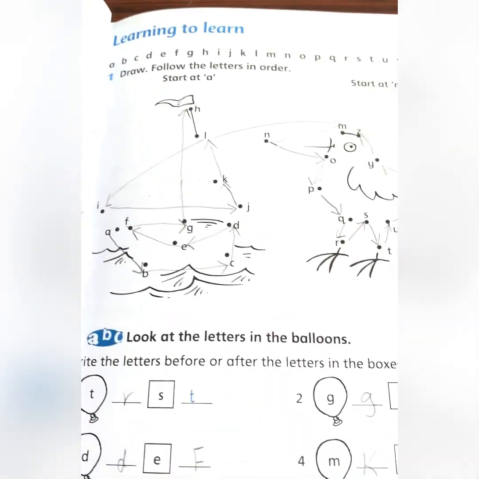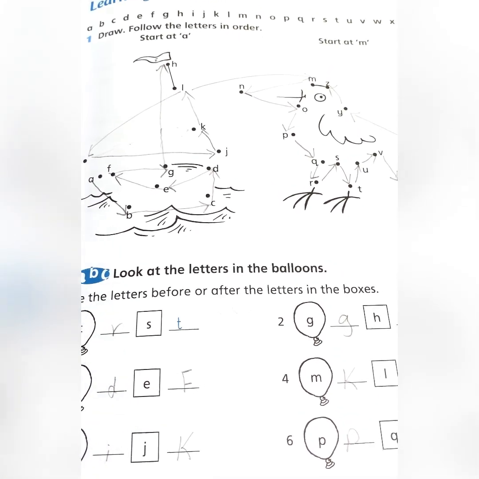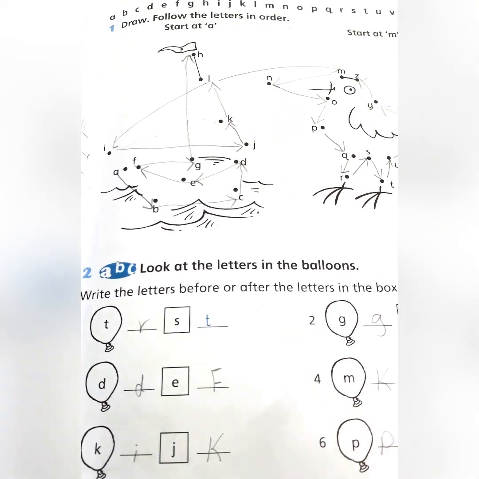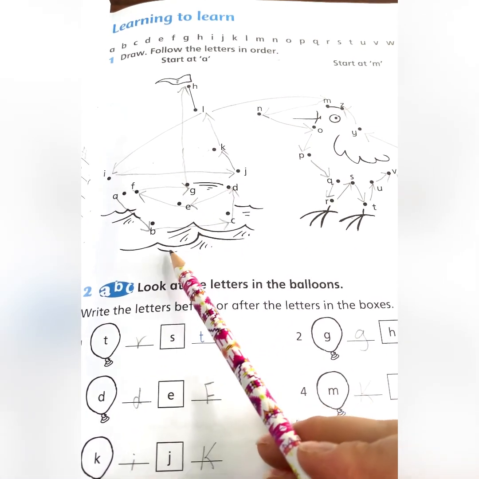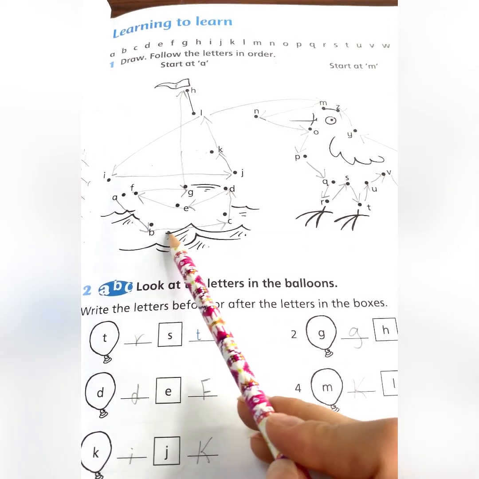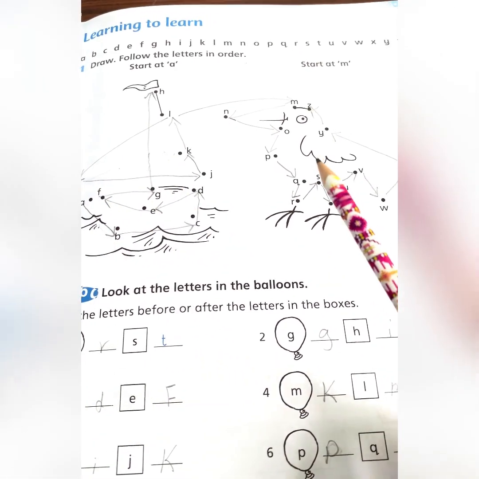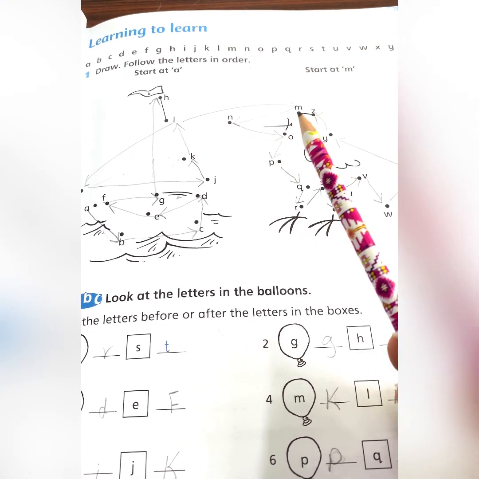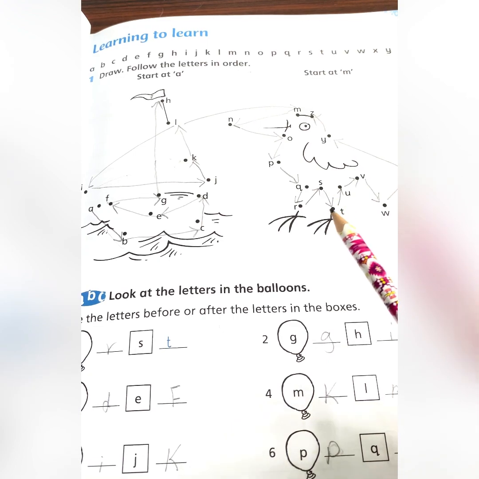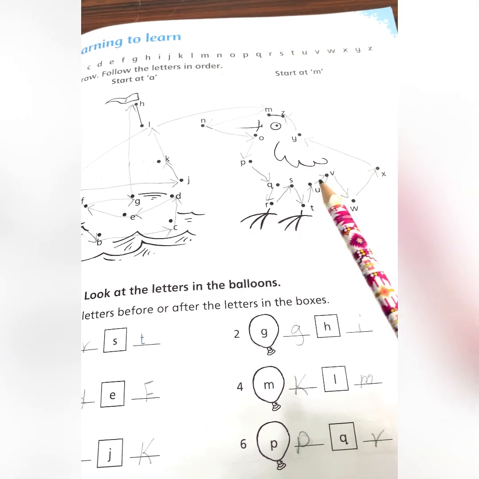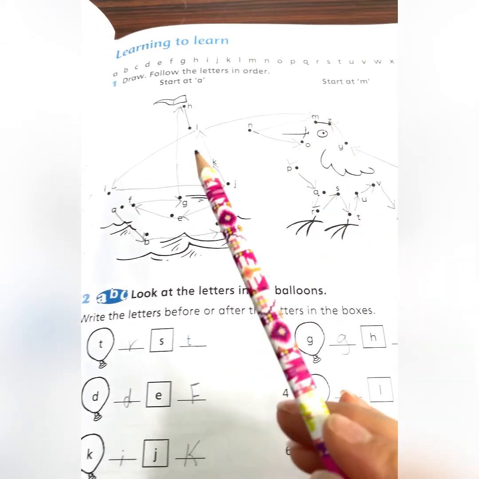Also, this activity is about how we learn to connect and follow the letters in order, starting, for example, with A. This picture starts with A and this picture starts with M. So this one we're going to start with A, which is here, then we go depending on the line this way. And here we're going to start with M. We're going to go M, N, O, P, Q, R, S, T, U, V, W, X, then Y, and the last one is Z. So you're going to do the lines this way.